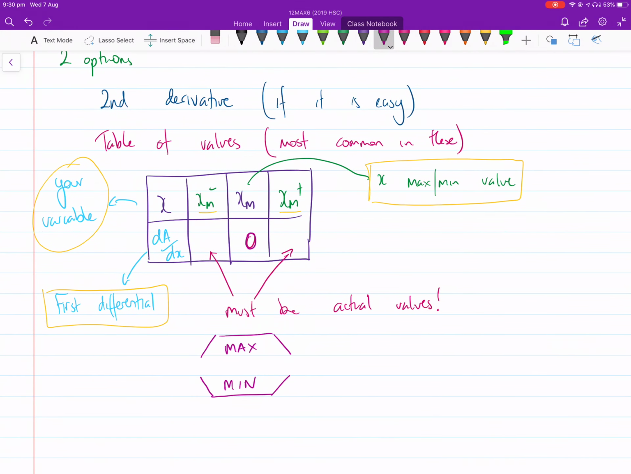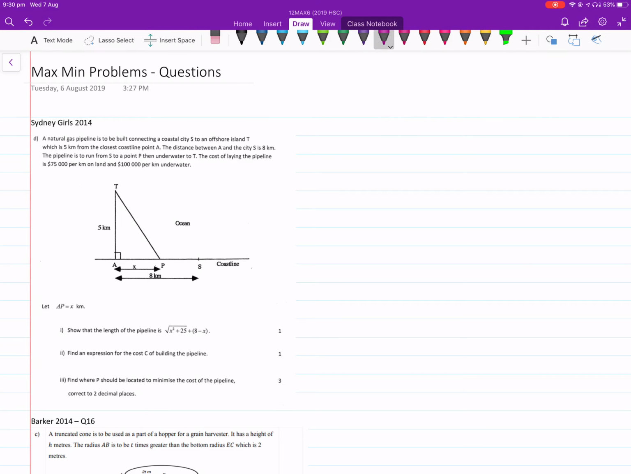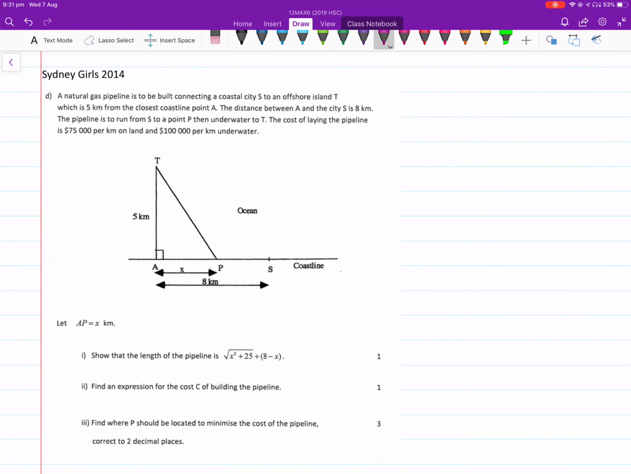So with maximum values, they tend to be the ones you need to have a look at. I chucked a few reasonably easy ones in there, but reasonably common ones as well. This Sydney Girls one is a classic one, very, very common.